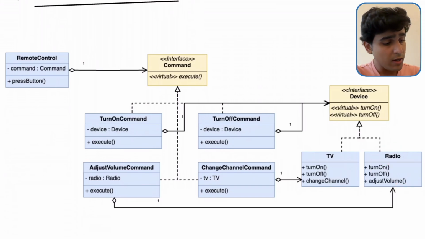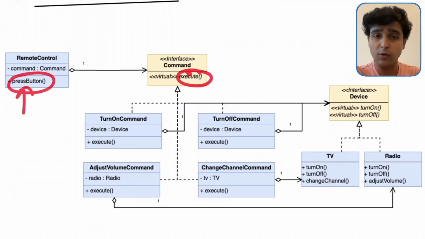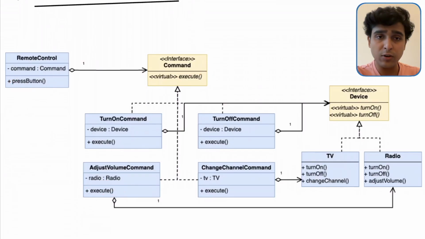So now let's take an example of an adjust volume command. It stores a radio. When the command object does, like when you press the button, we do the execute of that command. So this execute function will be called, and this execute function will do what? It will call radio dot adjust volume. So when it does a radio dot adjust volume, since the device was radio, the radio volume will be adjusted.